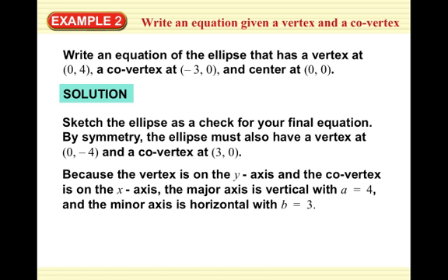equation. By symmetry, the ellipse must also have a vertex at (0, -4). If it's got one at (0, 4), it has to have one at (0, -4). And a co-vertex at, well, it's got one at (-3, 0), so it has to have one at (3, 0). Because the vertex is on the y-axis, (0, 4), and the co-vertex is on the x-axis, the major axis is vertical with A equals 4, and the minor axis is horizontal with B equals 3.